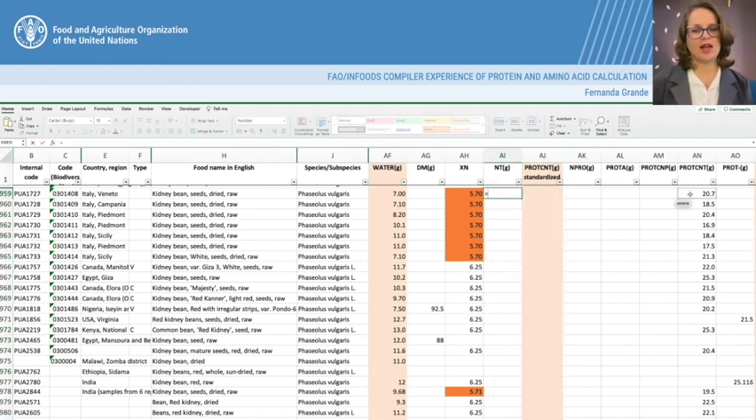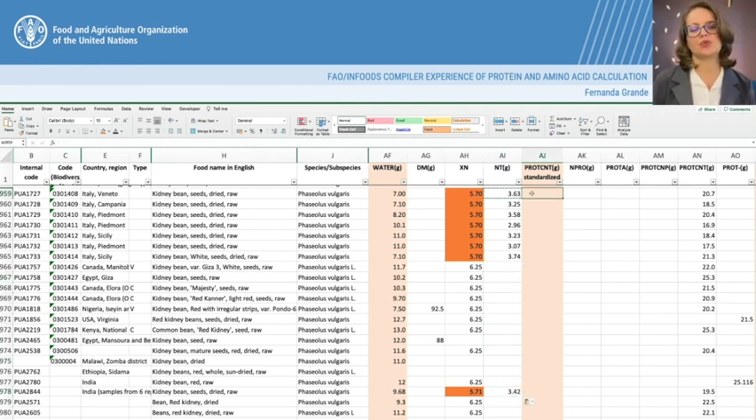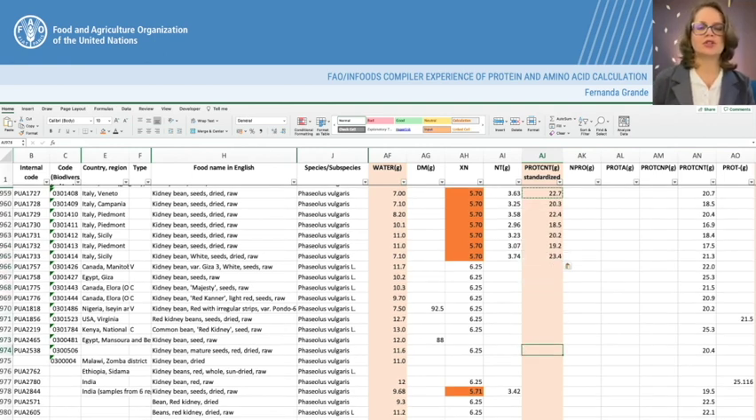First, the protein value compiled from the original source was divided by the original conversion factor to result in the total nitrogen content. Then, the total nitrogen was multiplied by the appropriate conversion factor, in this case 6.25, to obtain the standardized protein. This approach is fundamental to present standardized values for protein in food composition tables. It's also important to document all the conversion factors used in the database.